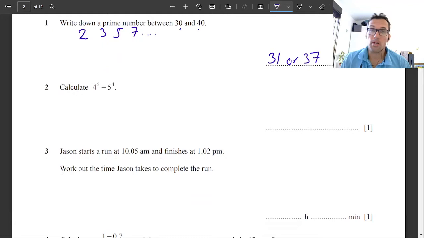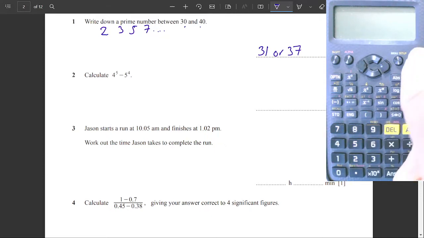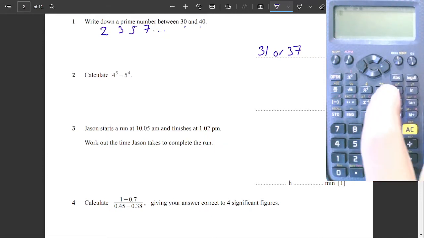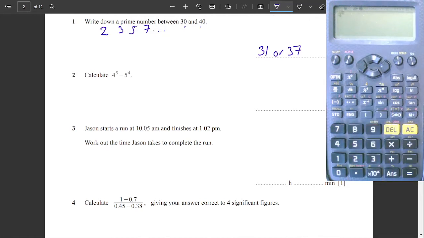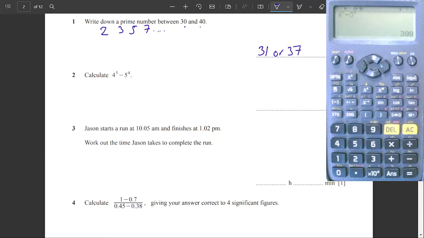Question 2, we need a calculator, and then we can simply put this into our calculator. So we start with 4, I'll switch it on, 4 to the power of, that button there, x power, 5, use the arrows to move down, minus 5 to the power of 4, equals 399. Quick and straightforward.